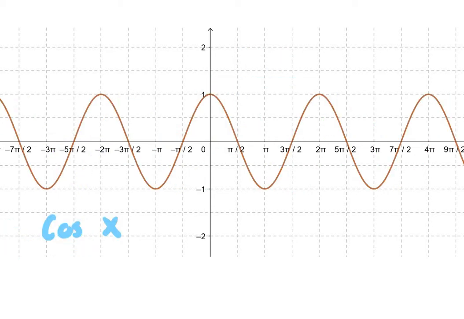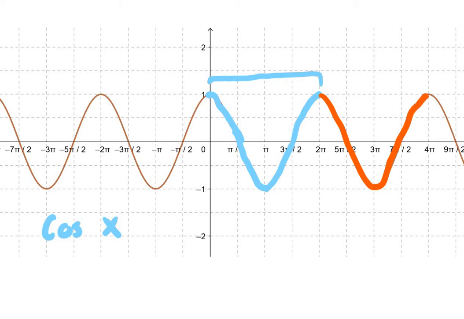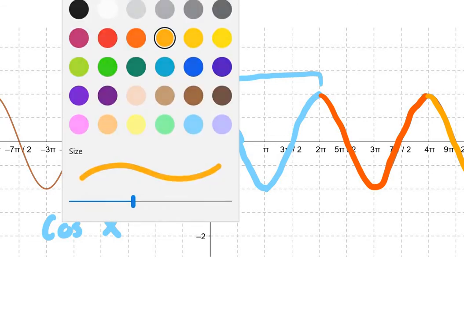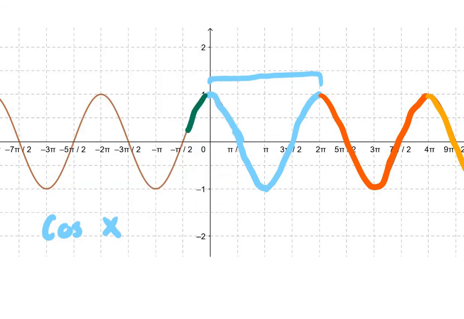Okay, this one is cos of x. Cos of x, starting at the origin, starts at 1. At 90 degrees then, or pi over 2, it's down to 0. At 180 degrees, it's minus 1. At 270 degrees, it's at 0. And then back up to 1 again. Okay, so there's its period from here to here. And likewise then, it goes again, and again, and back the way.